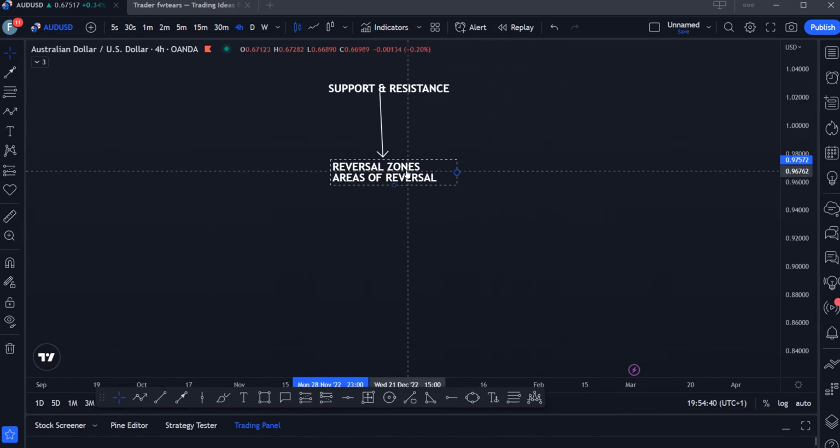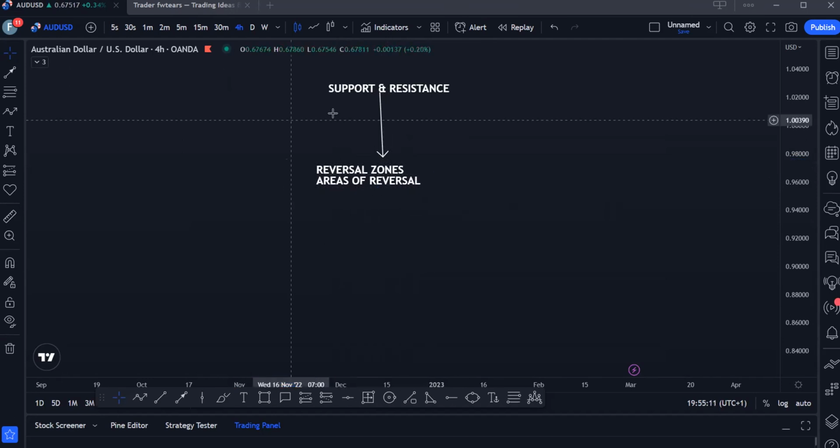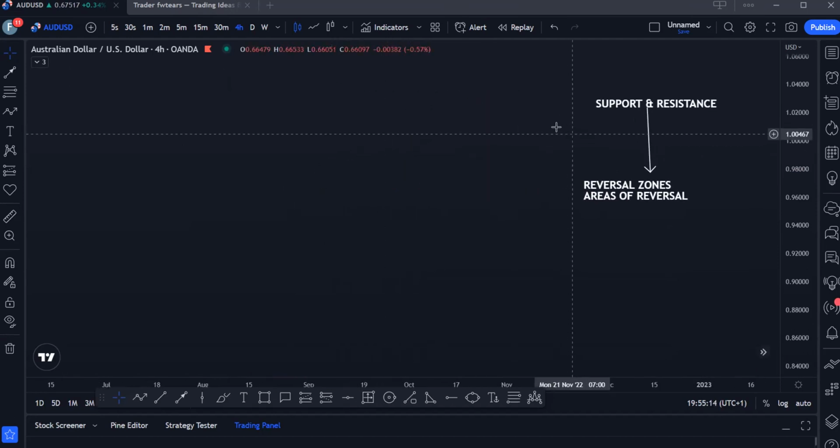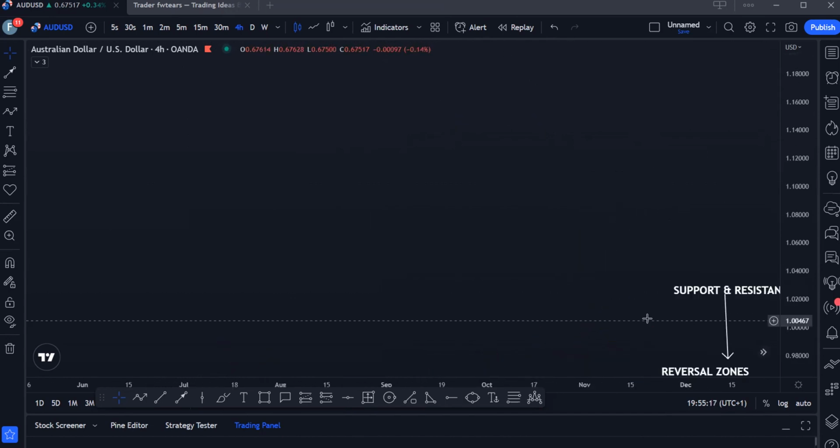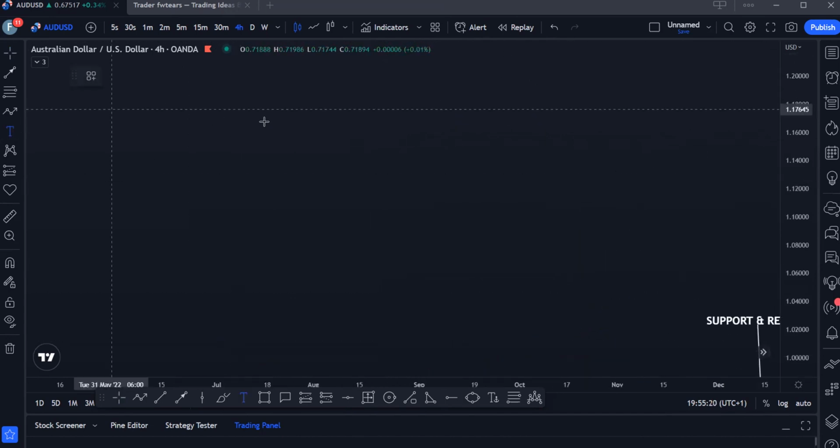And simply support and resistance is, we are simply using historical data to predict what will happen in the future. Okay. We are using historical data to predict what is going to happen in the future. Okay, so let's dive into what support is and then what resistance is to give us a better perspective of what we're talking about. So let's start with support.